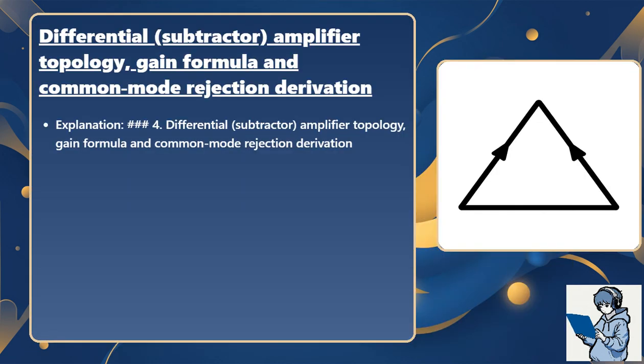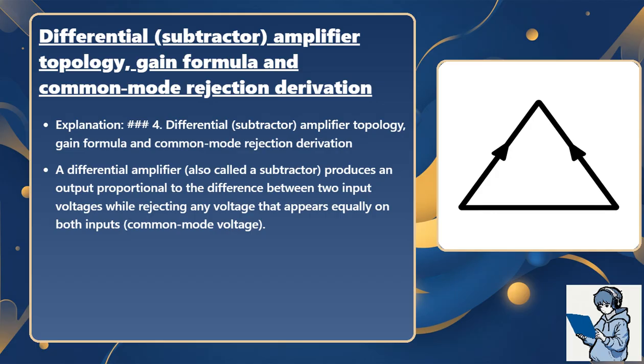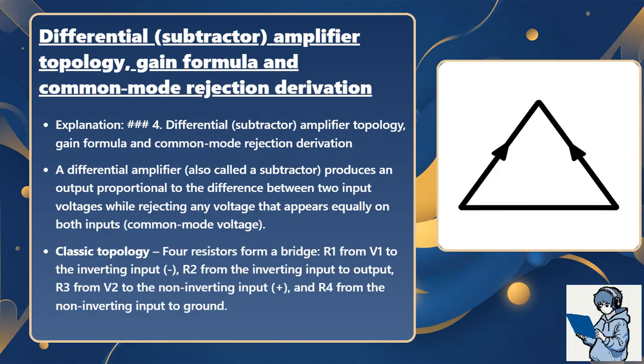Explanation 4. Differential subtractor amplifier: topology, gain formula and common mode rejection derivation. A differential amplifier, also called a subtractor, produces an output proportional to the difference between two input voltages, while rejecting any voltage that appears equally on both inputs, the common mode voltage. Classic topology: 4 resistors form a bridge. R1 from V1 to the inverting input minus, R2 from the inverting input to output, R3 from V2 to the non-inverting input plus, and R4 from the non-inverting input to ground.